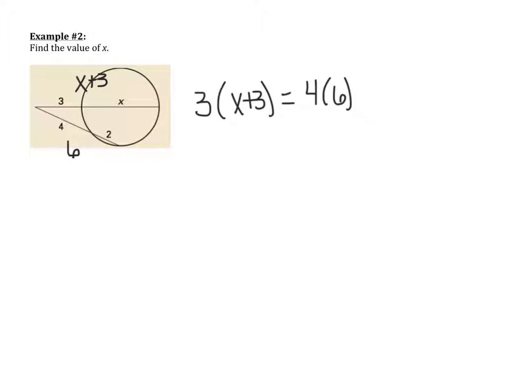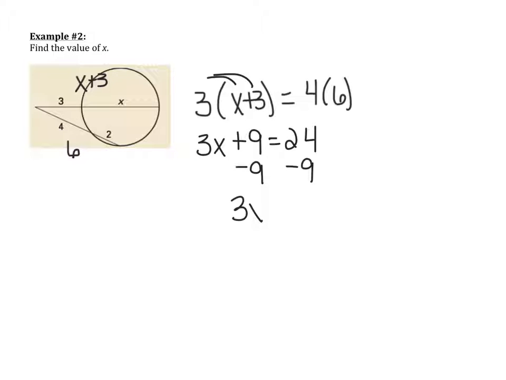So according to theorem 10.15, again, the length of the external segment of our first secant segment, which is 3, times the entire length of the secant segment, which we said was x plus 3, is equal to the length of the external segment of the other secant segment, which is 4, times the entire length of the secant segment, which would be 6. So the first thing I would do is just simplify. So let's distribute. 3 times x is 3x, 3 times 3 is 9, and 4 times 6 is 24. So then I would just subtract 9 from both sides. So I'd have 3x equals 15. Divide both sides by 3. So x equals 5.